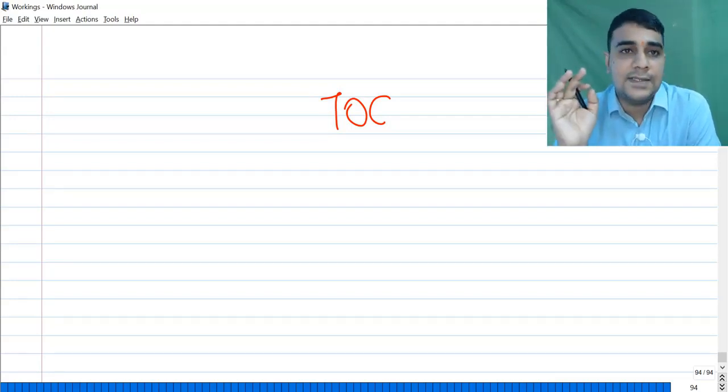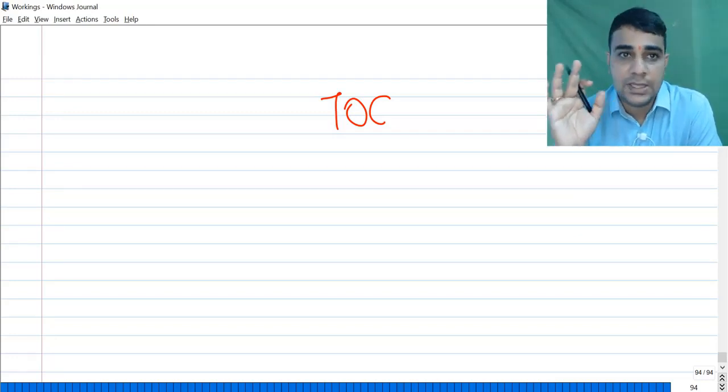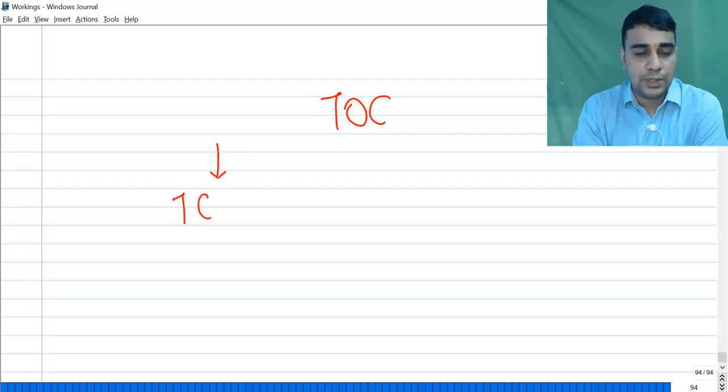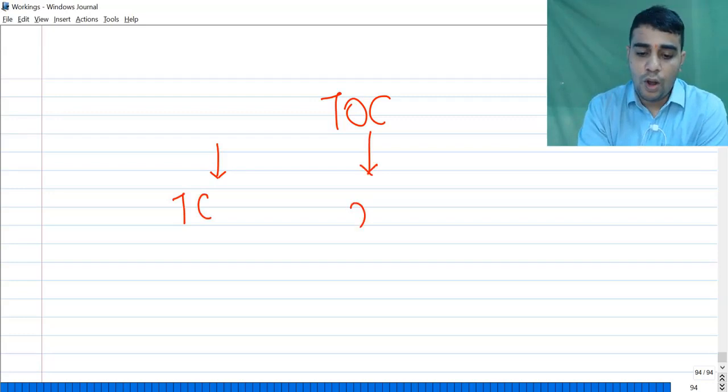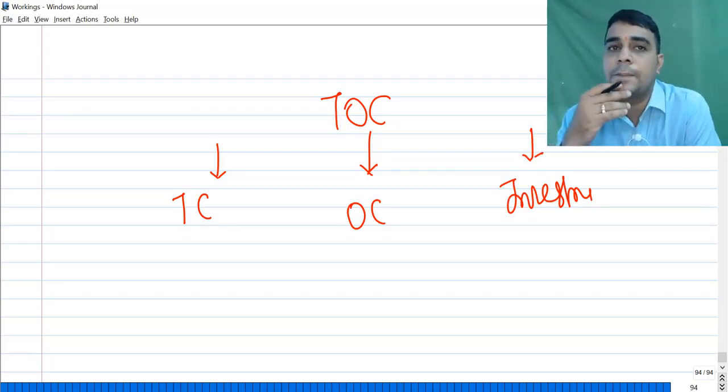Theory of constraints says that there are 3 measures for an organization. There are 3 measures of TOC. An organization can focus on throughput contribution, operating cost, investment. Any idea what is throughput? If at all you have come across this term, any idea what is throughput?